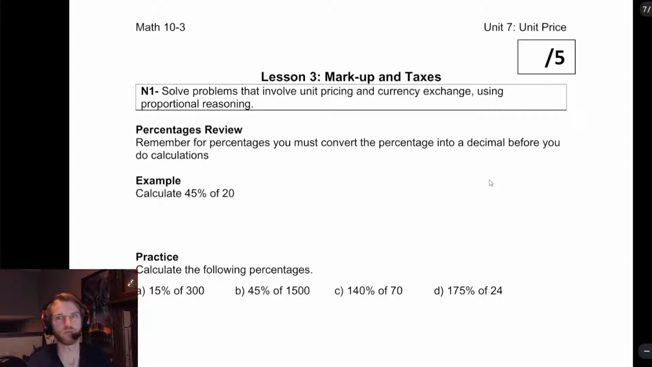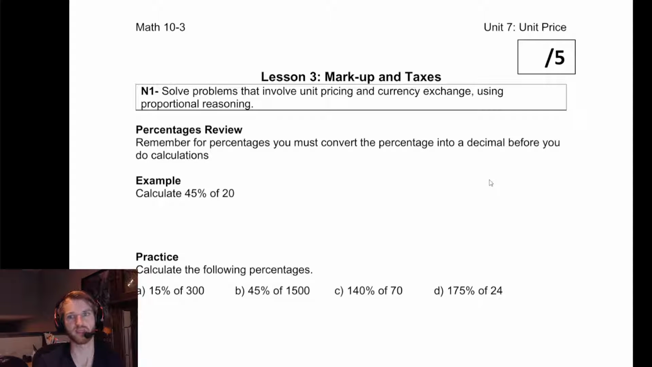All right, this is lesson 3 in our unit price unit. And a lot of this lesson is review about percentages, so we're going to start off with some review. I think this one is really not too complicated, and I'm going to add in just a little bit of mental math tips as we go.